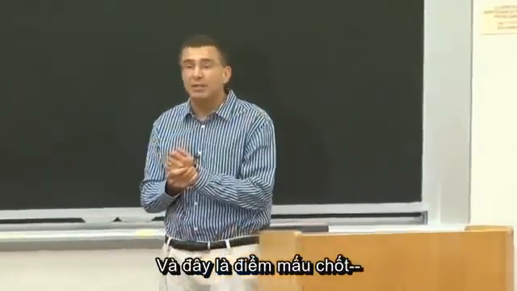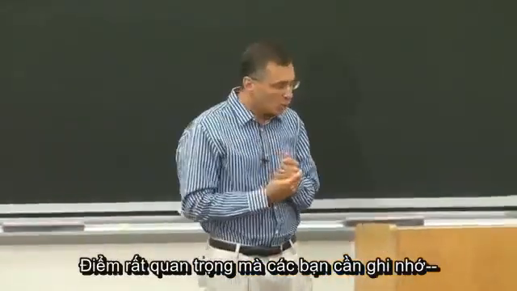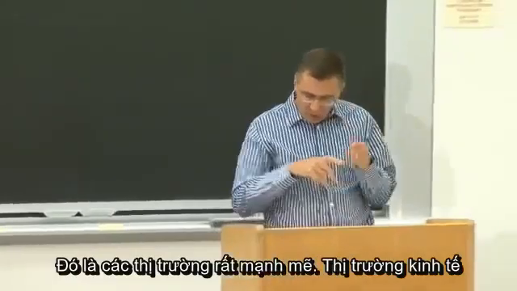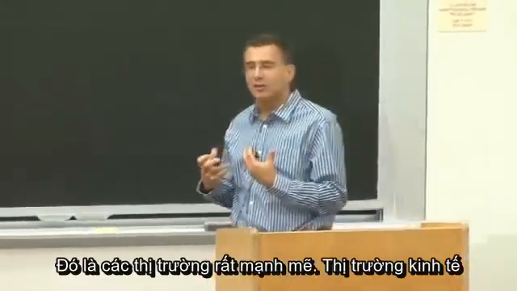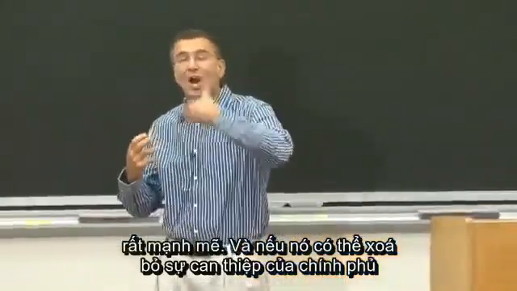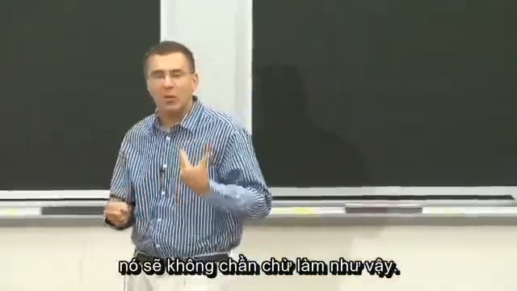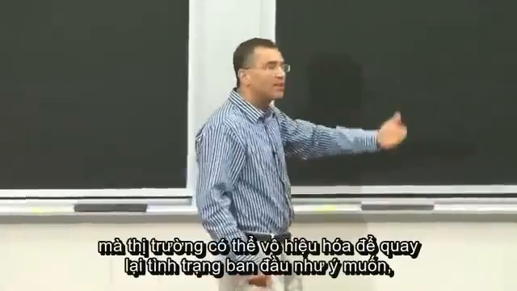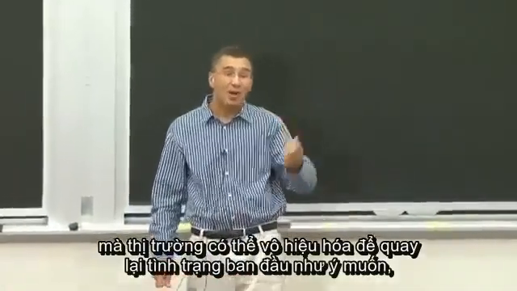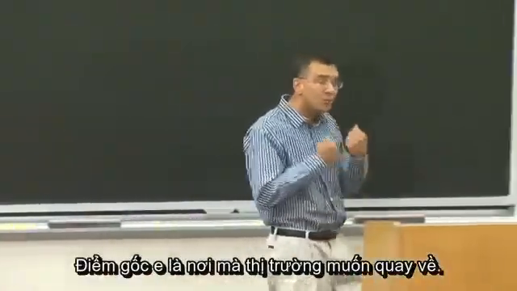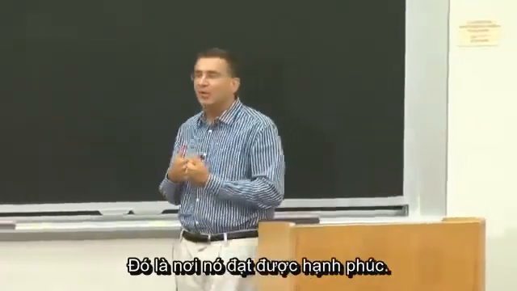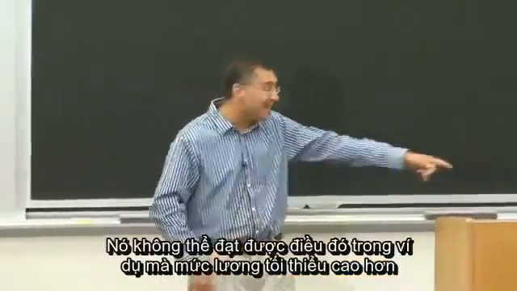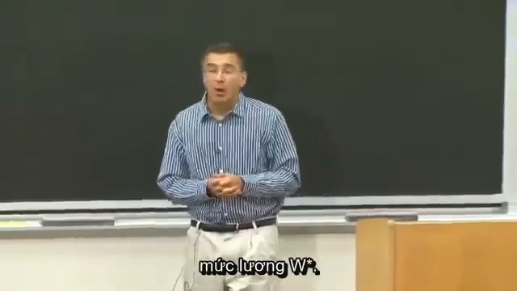And here's the key point, very important point to remember, which is that markets are very robust. Economic markets are very robust. And if they can undo the effect of government intervention, they will. So if the government tries to come and intervene in a way which markets can undo and get back to where they wanted to be, they will. That original point E is where the market wants to be. That was where it was happy. It can't get there in the example I taught here with W lower bar above W star.